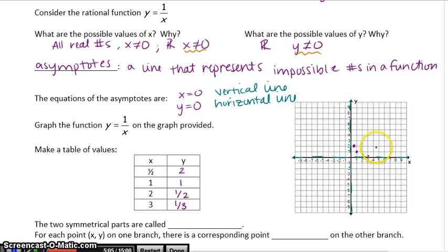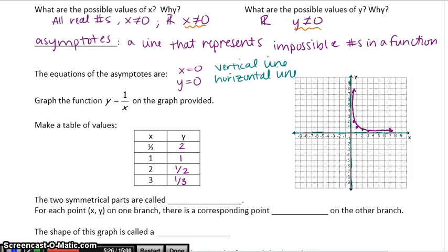And as you can see, our graph is going to look something like this. And it's just going to continue on forever and ever, but it's never going to touch our asymptotes here. Never going to touch either one.